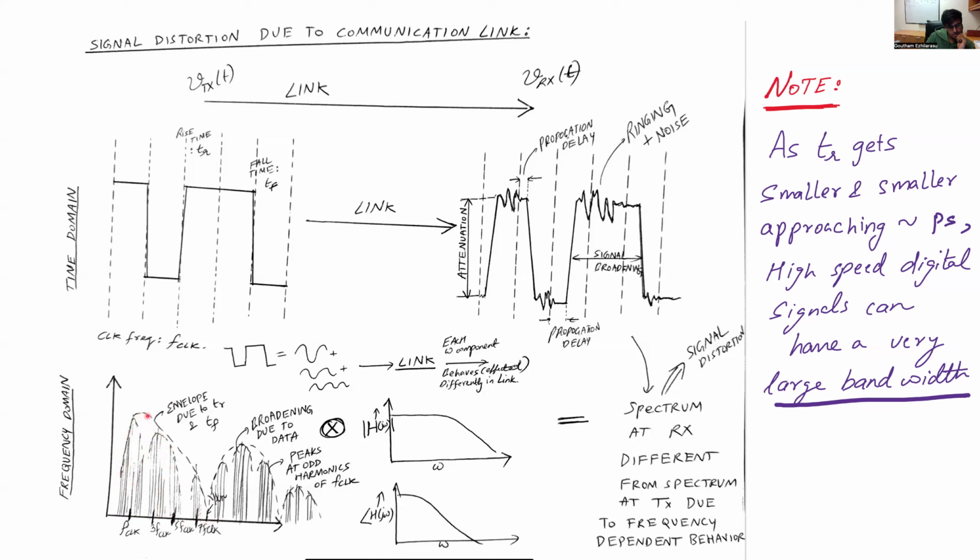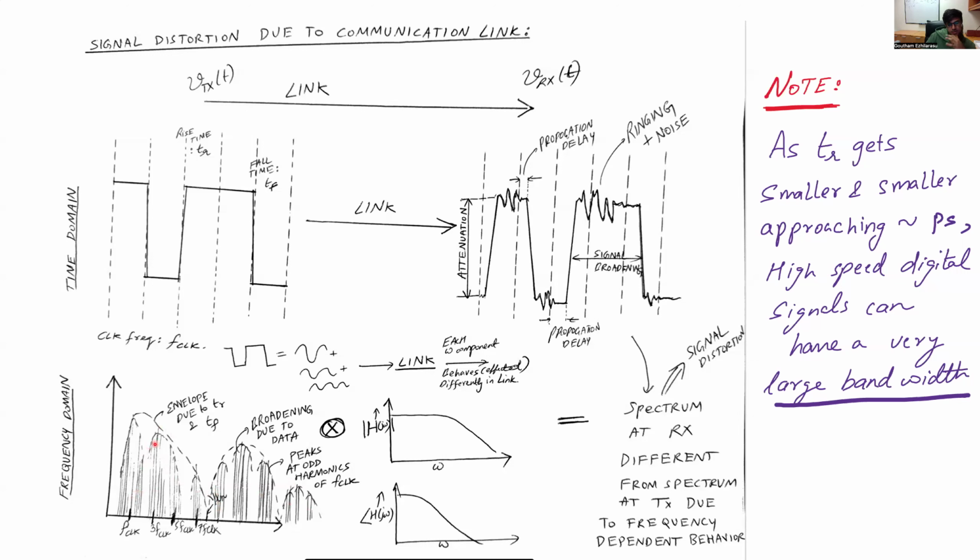You will also notice that there are certain nulls, places where the amplitude goes to 0, which correspond to the reciprocal of the rise time. So depending on the rise time and its reciprocal, which is basically just a frequency, that would denote certain places where the amplitude of the frequency spectrum goes to 0.